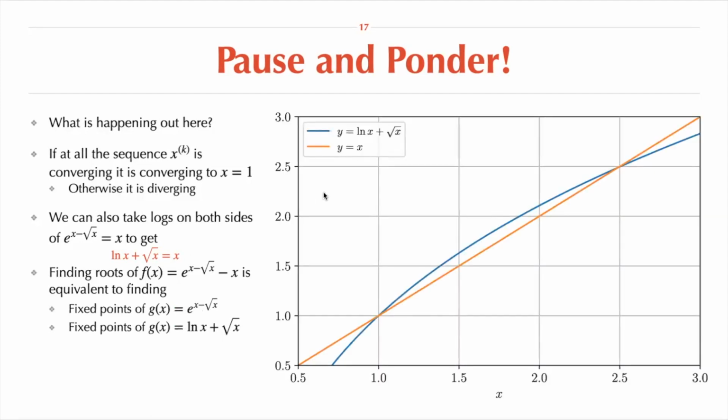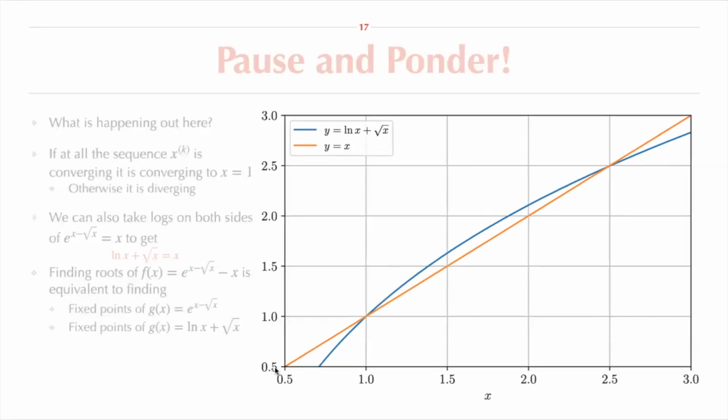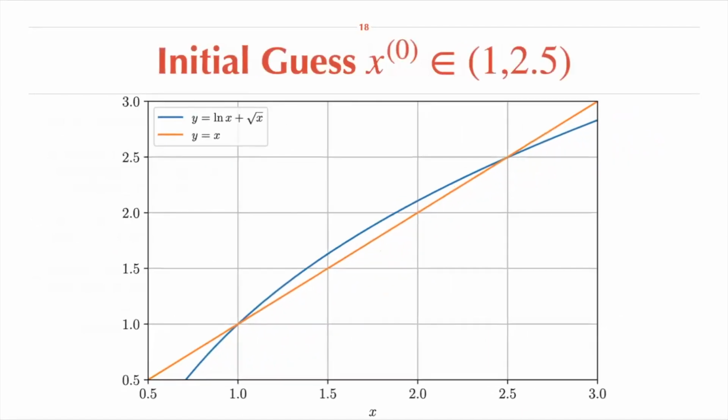Now since you are locating the fixed points of ln x plus the square root of x, this is how the function looks, and this is the line y = x. Now let's start with an initial guess that lies between 1 and 2.5. Here you can see, although it is very slow, that it is approaching towards 2.5 now. It is not going towards 1. As you can check by plugging in the values, if at all it is converging, it is converging towards 2.5.